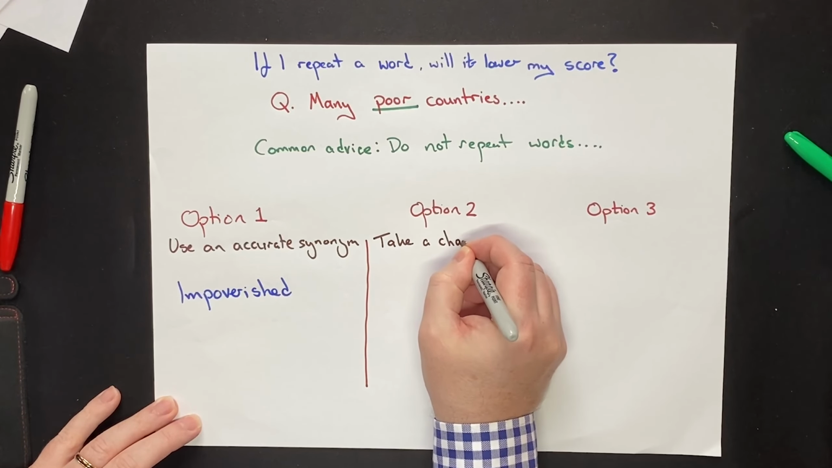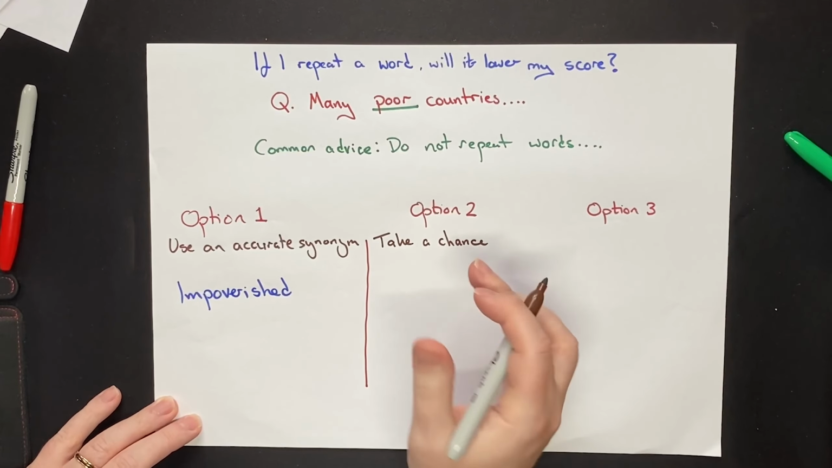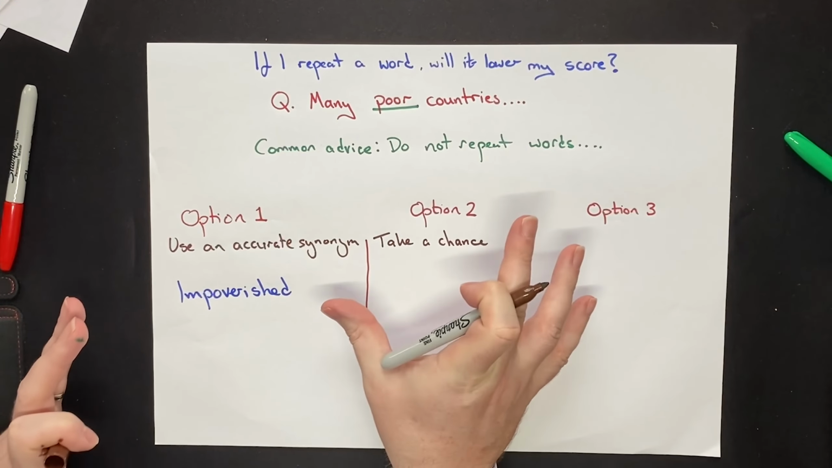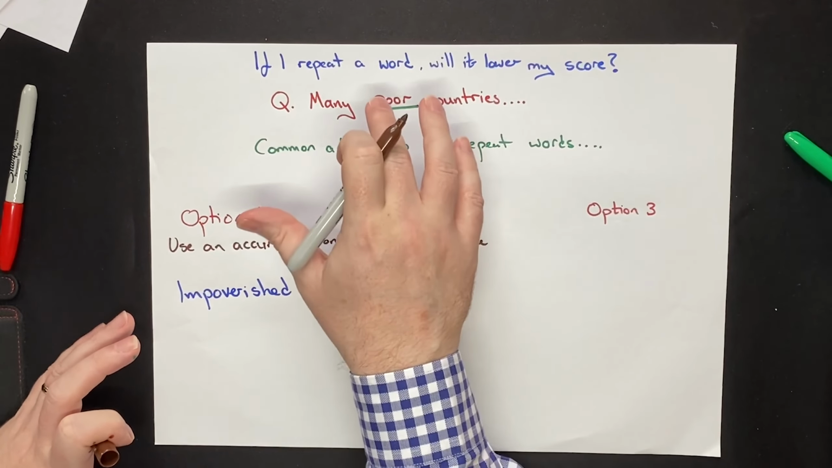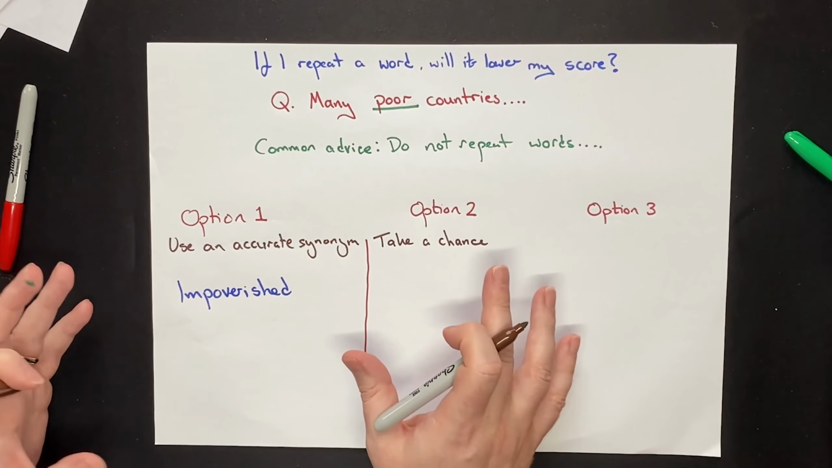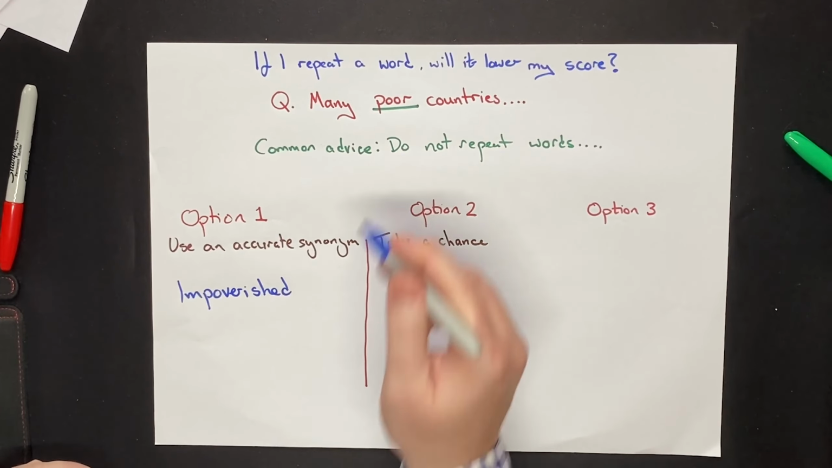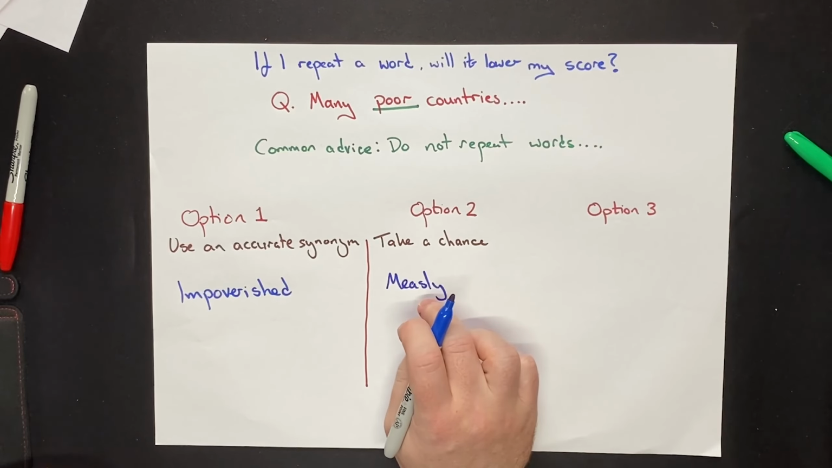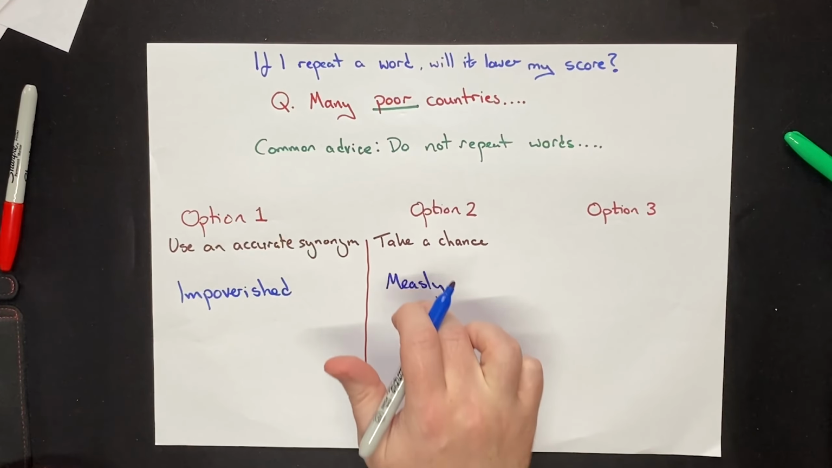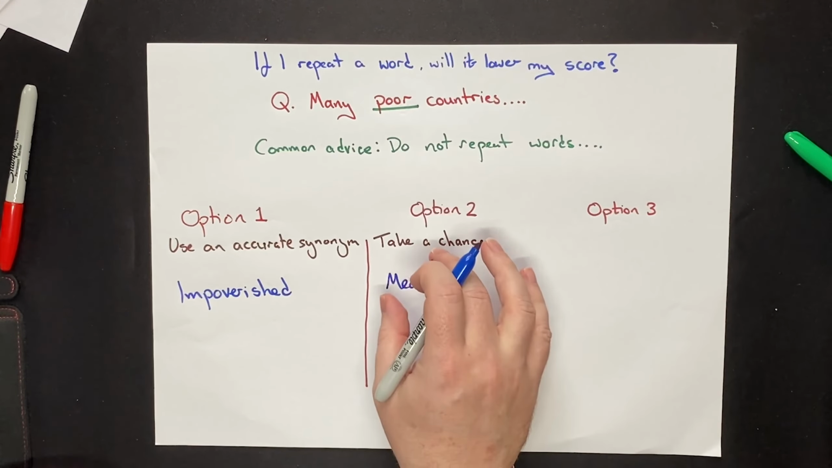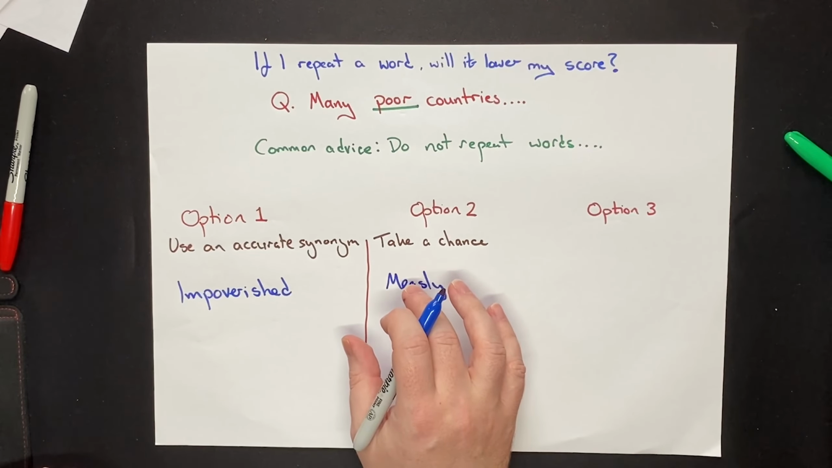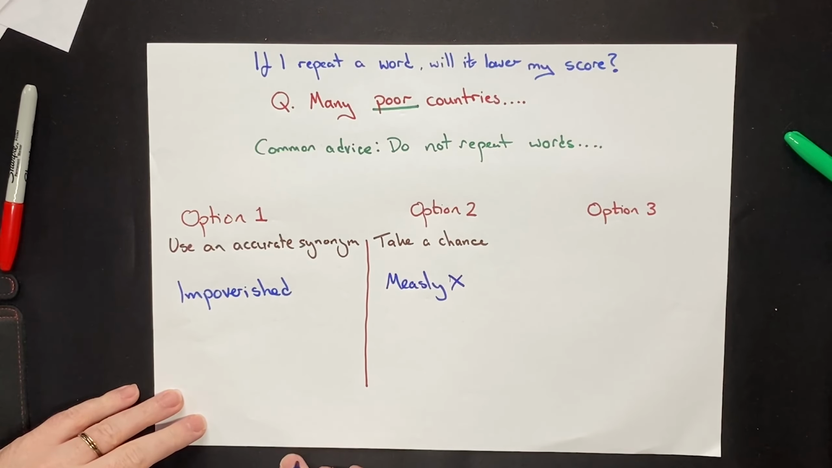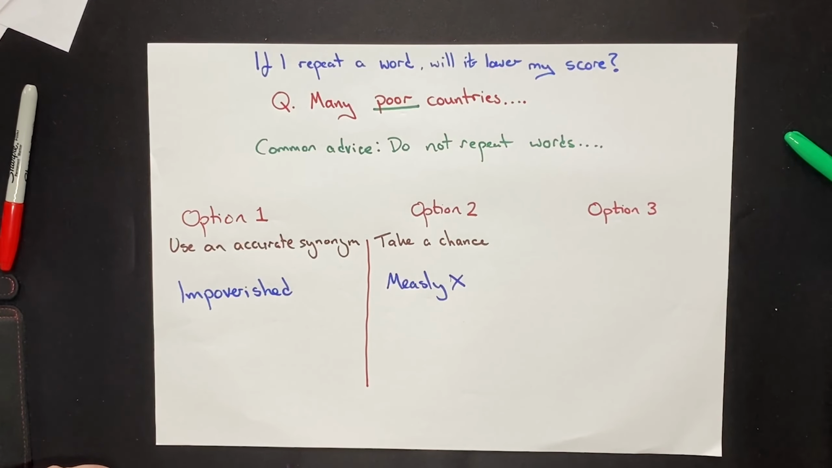So to change it to, what does take a chance mean? It means to change it to something that you're not 100% sure if it is accurate, if it means the same thing, but you think that it might be correct. So for example, you might say measly. So measly and poor are synonyms, but they actually have quite different meanings. And if you said many measly countries, this would be completely wrong, even though they are synonyms.